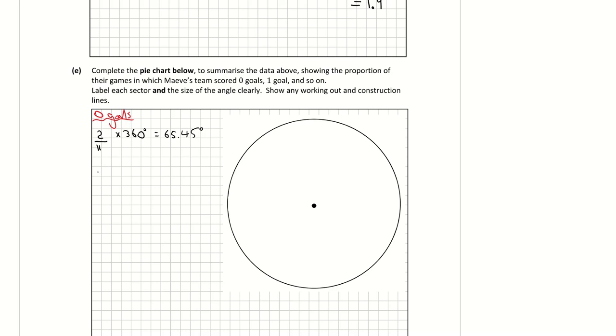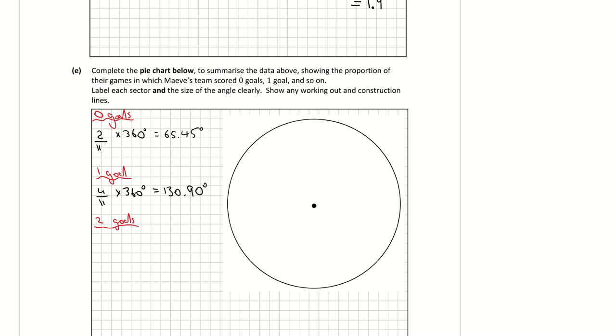Then I'm going to go to how many times 1 goal appeared. And if I go back up to my table, I have 4 ones, so that's 4 out of 11. And I'm multiplying that by 360, which is giving me approximately 130.90 degrees. I'm then going to 2 goals.